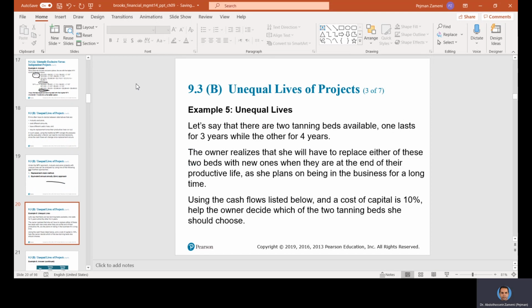Let's say that there are two tanning beds available. One lasts for 3 years while the other for 4 years. The owner realizes that she will have to replace either of these two beds with new ones at the end of their productive life, as she plans on being in the business for a long time. Using the cash flows listed below and a cost of capital of 10%, help the owner decide which of the two tanning beds she should choose. As we can see, the lives of these projects are not the same. One is 3 years and another one is 4 years. What to do?